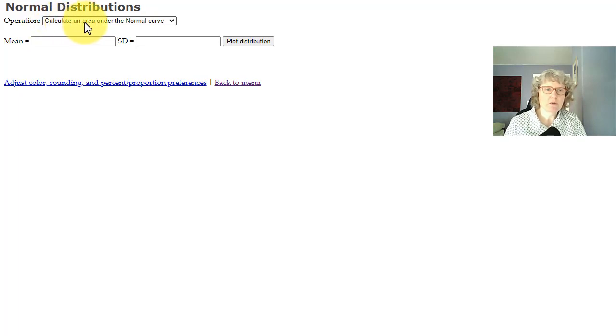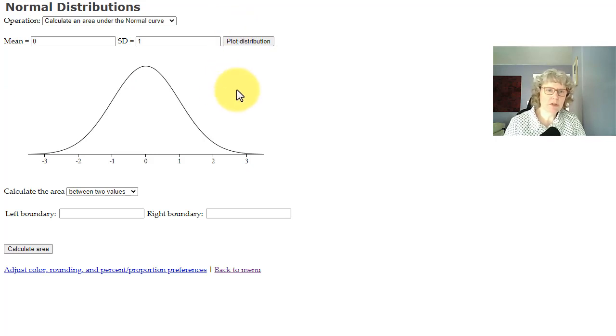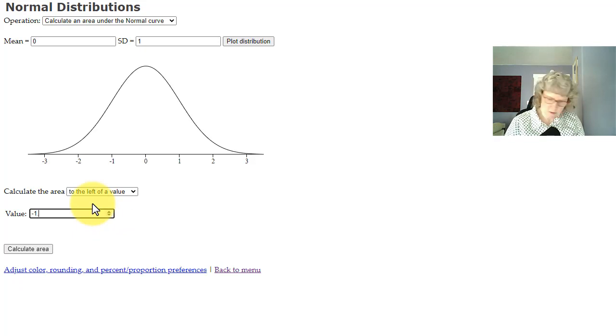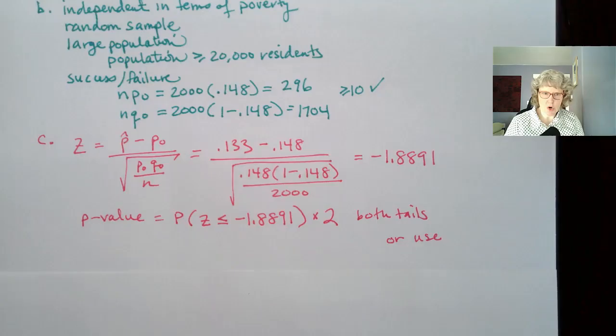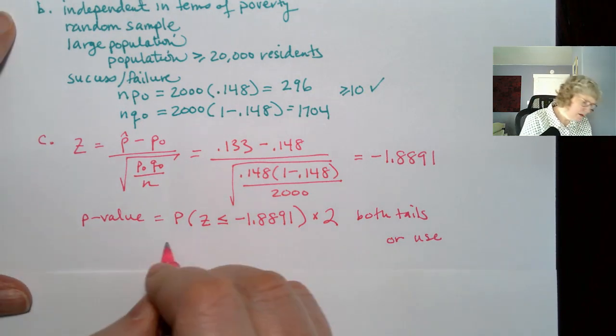Okay, so here's our blank normal distribution. Calculate an area is what we're doing because a p-value is a probability. I'm going to put in 0, 1, plot distribution. Okay, let's say I'm going to just do the left version and multiply by 2. So I would go to the left of a value, put in negative 1.8891 because that's the z-score. Hit enter or calculate area. Okay, so it shows you it's on the left tail and we get 0.0294.